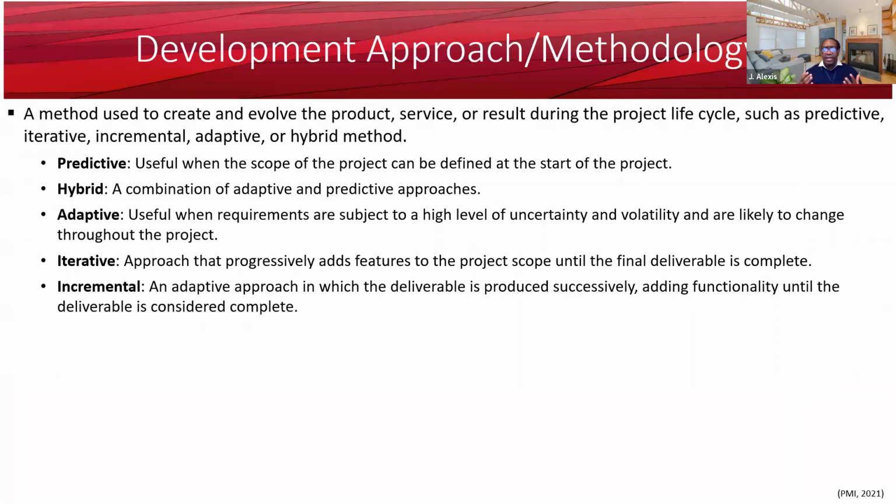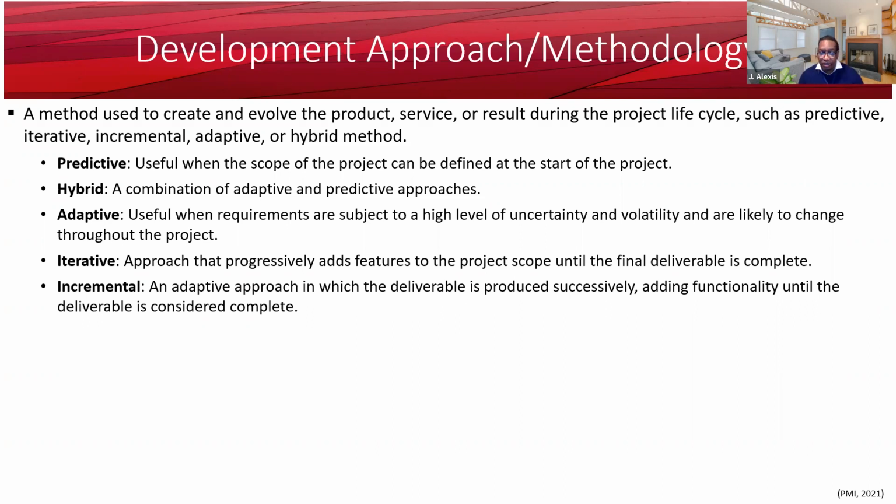Iterative means that you progressively add features to the project scope until the final deliverable is complete. If you're deploying a service, you don't have to deploy the complete service at one time. You can start with one part or one aspect of the service, and then you do it as you go. You can add more features to the service as you go.